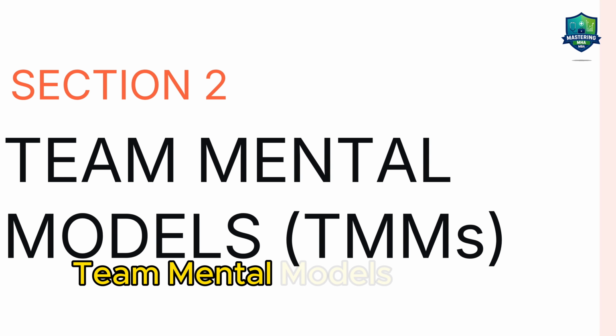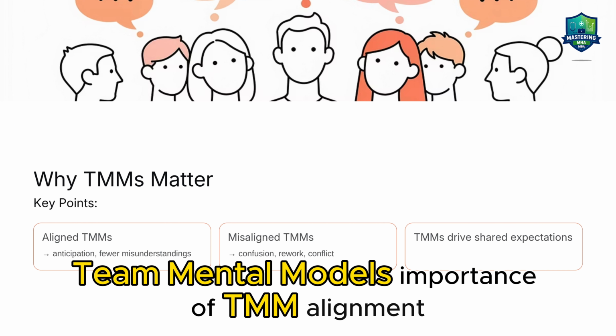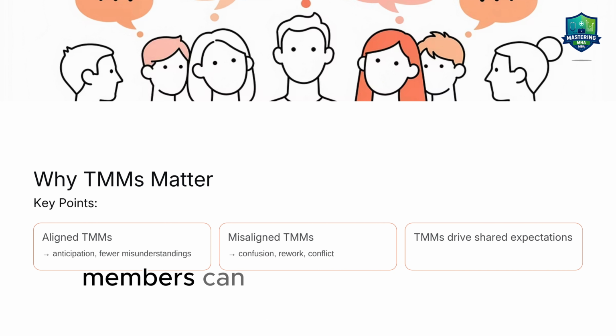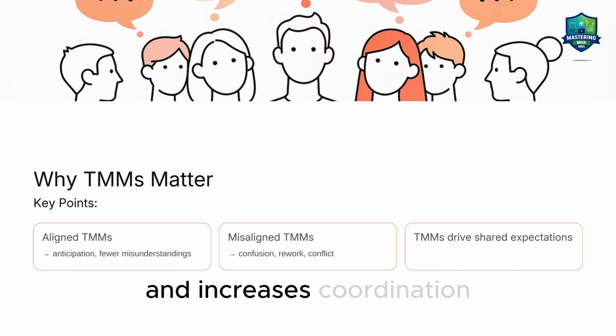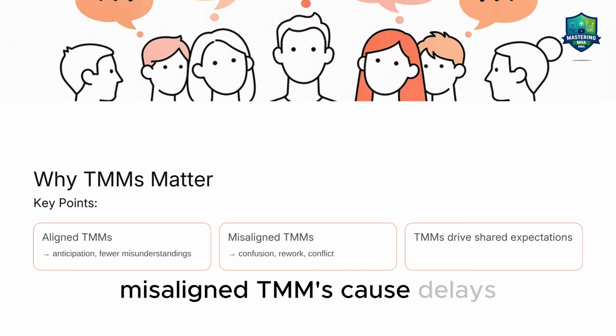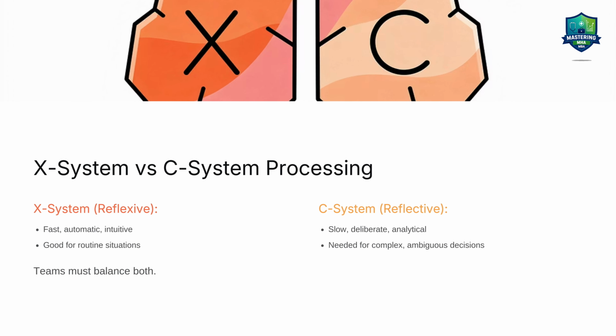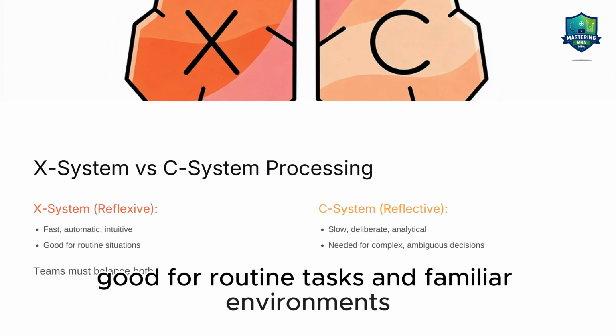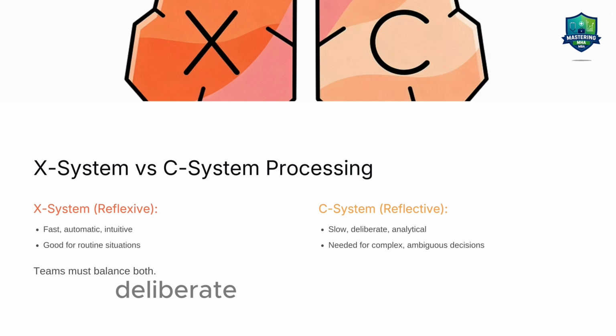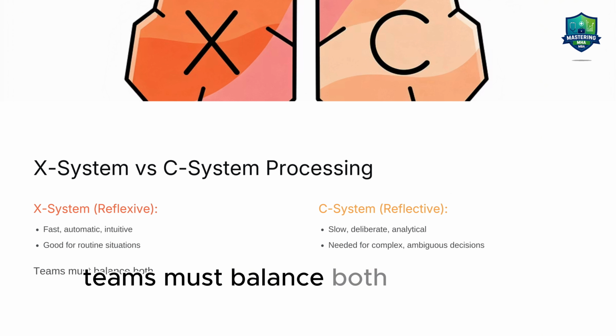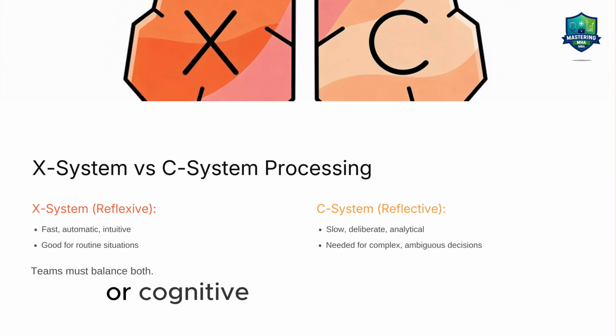Section 2. Team mental models. Importance of TMM alignment. When team mental models are aligned, members can anticipate each other's needs. This reduces communication requirements and increases coordination. Misaligned TMMs cause delays, misunderstandings, and constant reclarification. X system versus C system processing. Team cognition draws on two systems. The X system: fast, automatic, experiential, good for routine tasks and familiar environments. The C system: slow, analytical, deliberate, essential for complex, uncertain, or high-stakes decisions. Teams must balance both systems to avoid snap judgments or cognitive overload.